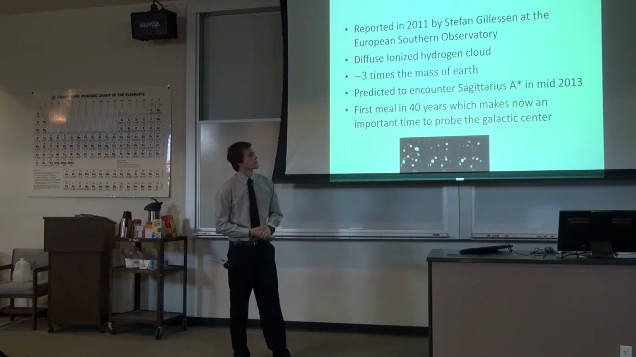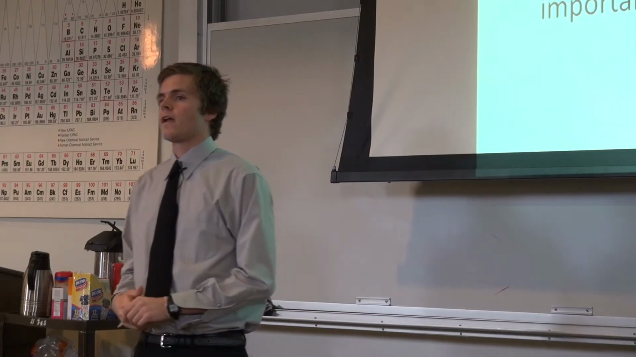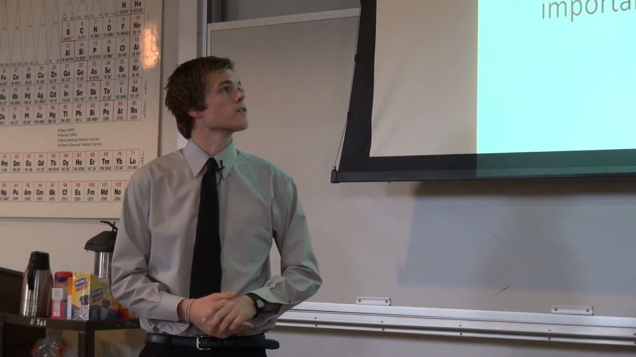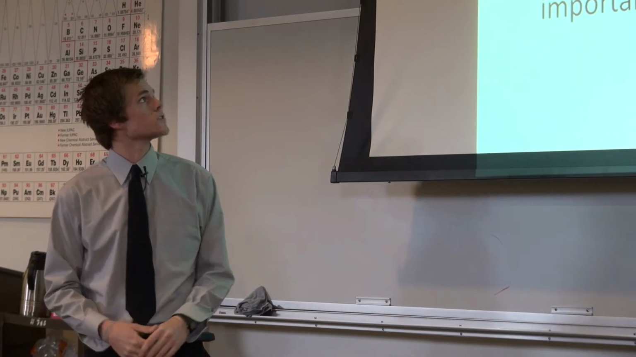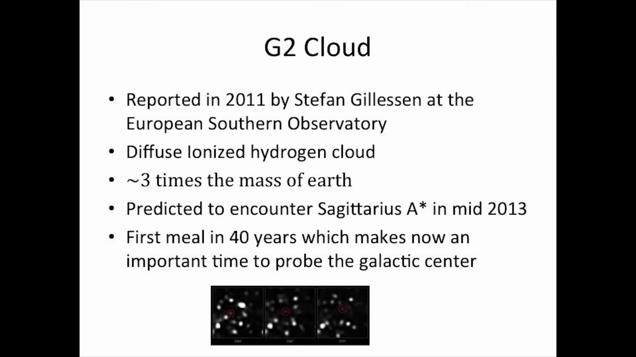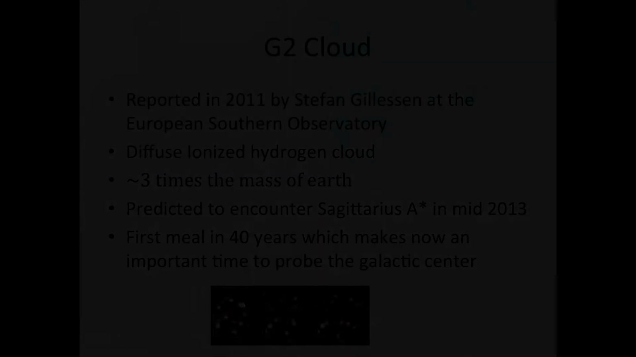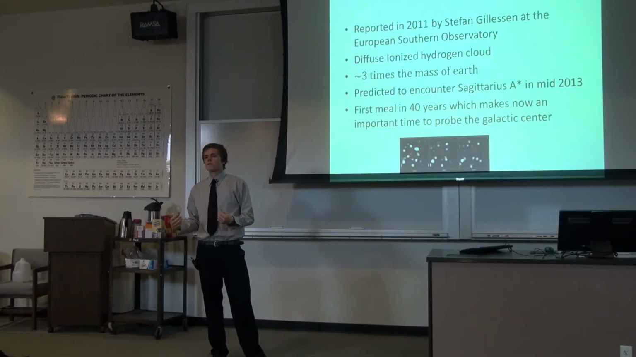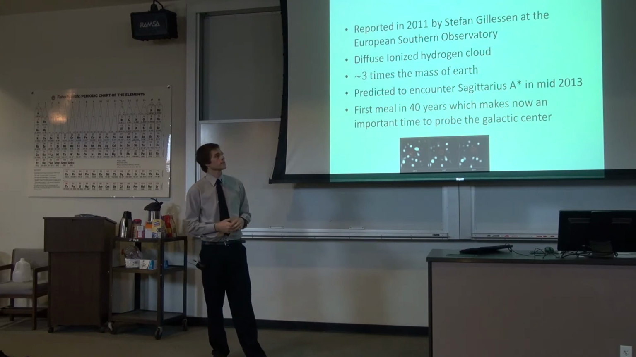So the interstellar gas cloud that we're most interested in, for our specific research project, is a small diffuse ionized hydrogen cloud called G2. It's roughly 3 times the mass of Earth, and the reason we're so interested in it in particular is that there's a pretty awesome thing that's about to happen, or may have already happened: this gas cloud is essentially on a crash course with the supermassive black hole Sagittarius A.